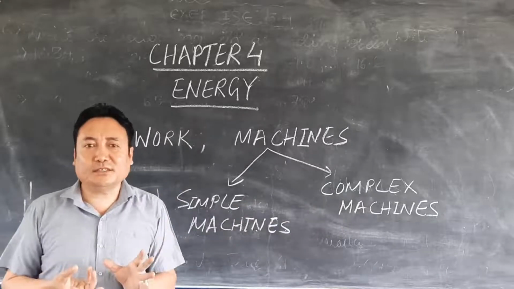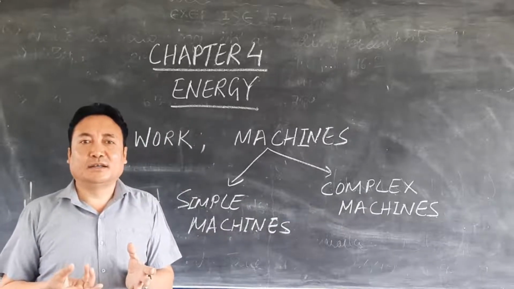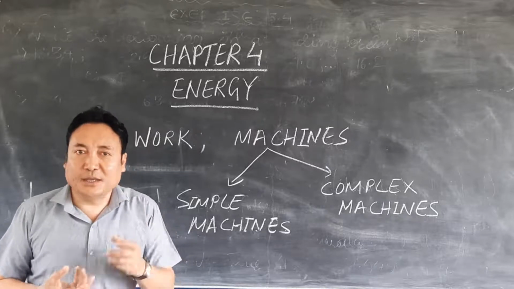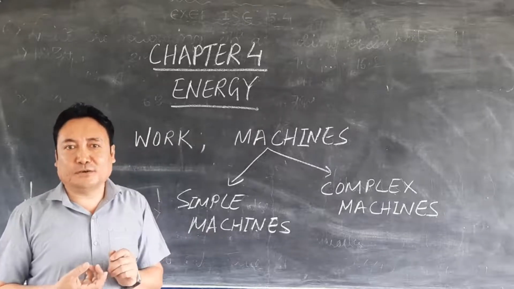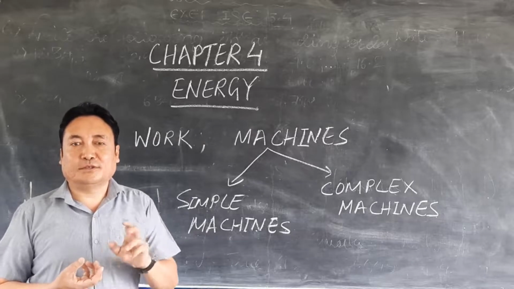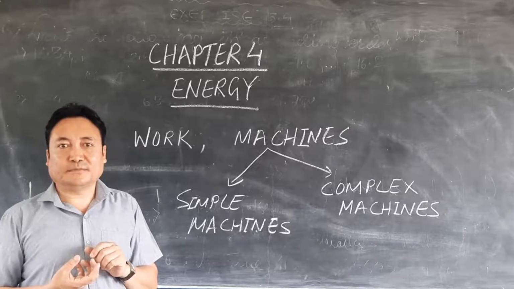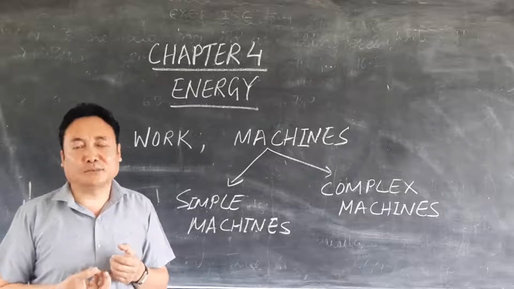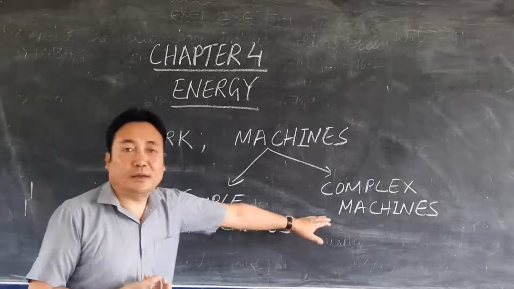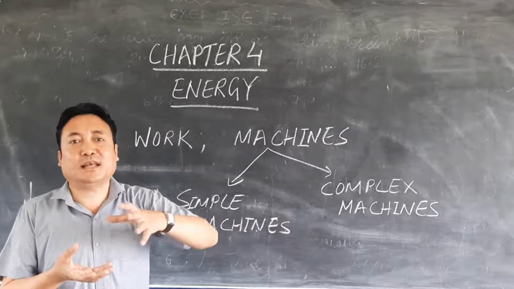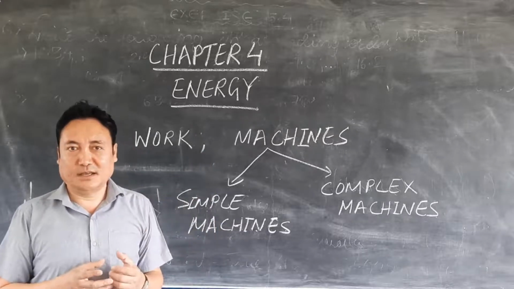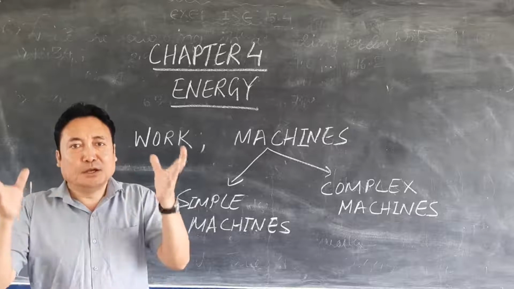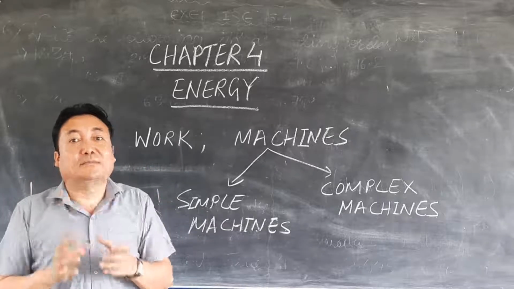Simple machines are like a hammer, a pair of scissors, a bottle opener, a wheelbarrow, a fishing rod, then a plier and a knife. All these are simple machines. And then there are complex machines. These complex machines are made by the combination of two or more simple machines. That means in a complex machine, many simple machines are combined.